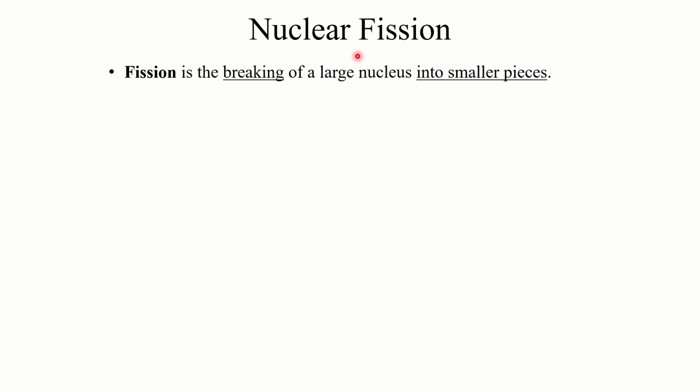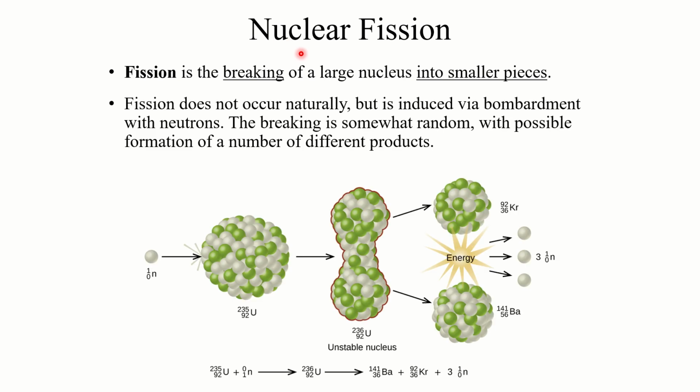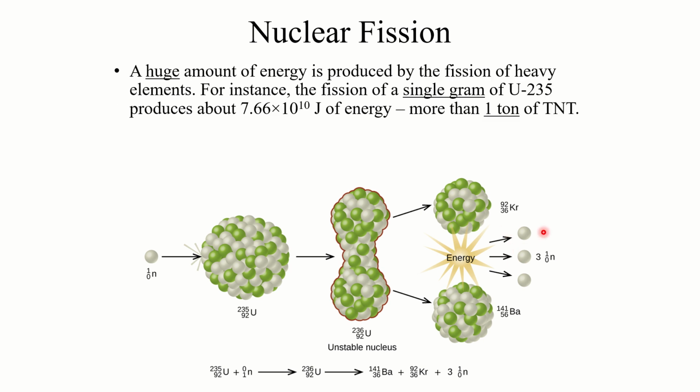All right, and we're going to finish today by talking about first nuclear fission. Fission is the breaking of a large nucleus into smaller pieces. Fission does not occur naturally, but is induced via bombardment with neutrons. The breaking here is somewhat random, with the possible formation of a number of different products. So, for example, we could take uranium-235, bombard it with neutrons, which forms uranium-236, a very unstable nucleus, which will then break via fission into smaller nuclei and then give off a bunch of neutrons.